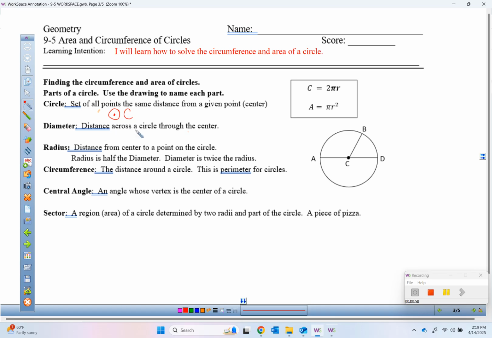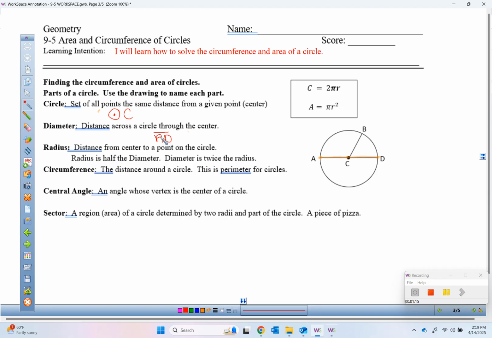Diameter is the distance across the circle through the center. So with that being said, the distance across through the center, C being the center, and it's all the way from here to here. So this diameter would be segment AB.